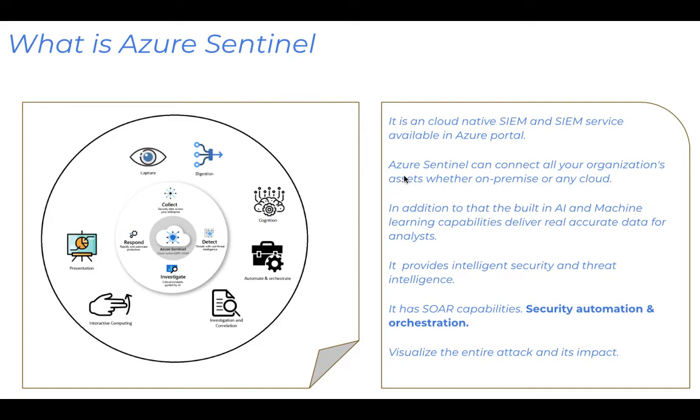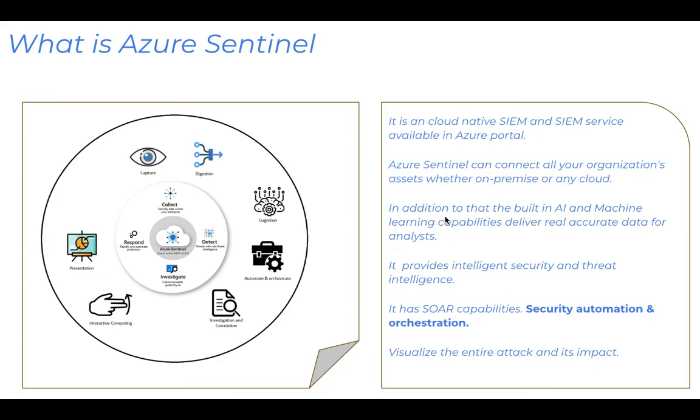The other point is that Azure Sentinel can connect all your organization assets, whether on-premise or any cloud. Sentinel is not limited to monitoring your Azure cloud only. It can collect log information from any source, it could be another cloud like Google or AWS, or your on-premise system as well. In that way, it will help you get full coverage of your hybrid and multi-cloud environment.